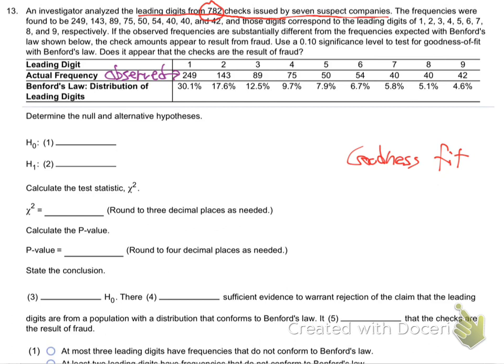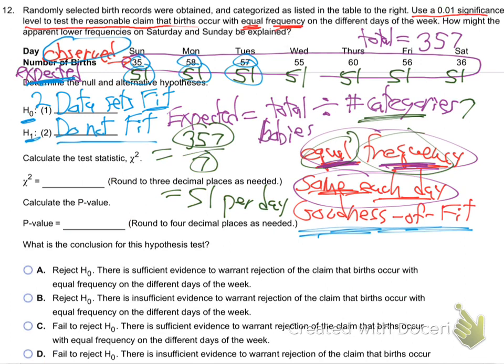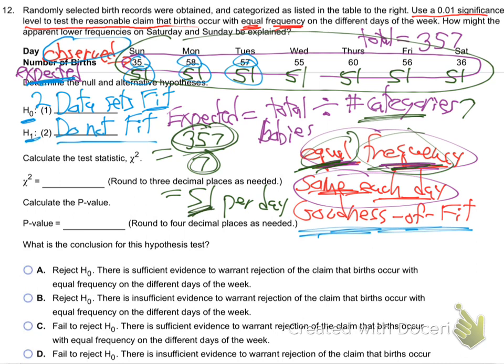What's our expected numbers? How are we going to calculate our expected? Well, in this case, it's going to be the total number times the percent for each category. So it's not like the last one. The last one was all about equal frequency. Like we're saying the same number of babies born on each day. So we just took the total number of babies and divided by 7, because there were 7 categories, and that made them all equal at 51.